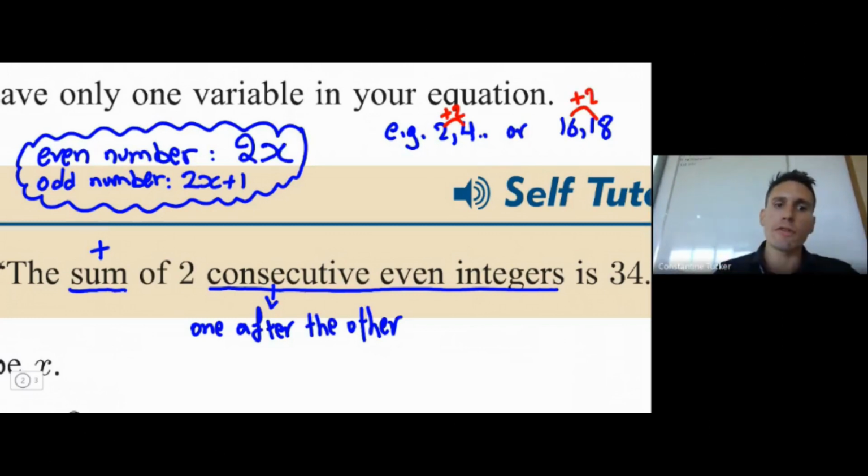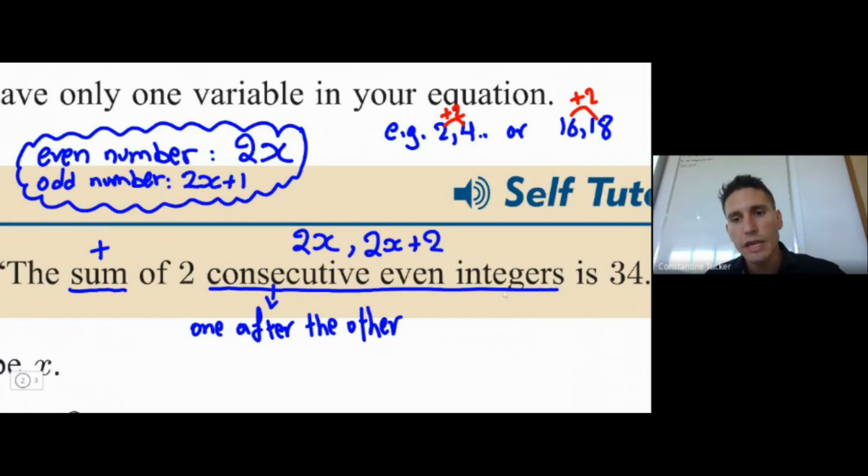So if we have an even integer, which is 2x, like we said before, any even number can be written as 2x. What would be the next one after this number? So what did we say previously? To go from an even number to the next one, we add 2. So if this is one even integer, then the next one is going to be 2x plus 2. This is what consecutive even integers means. One of them is going to be 2x.